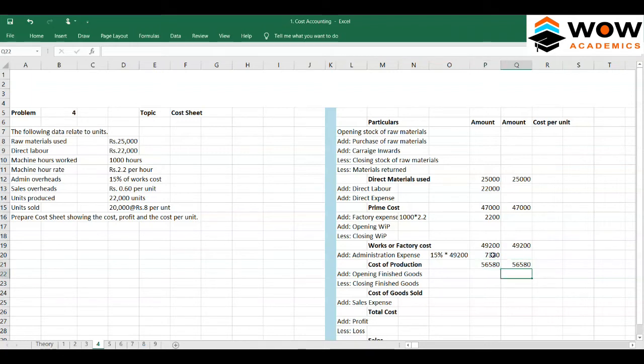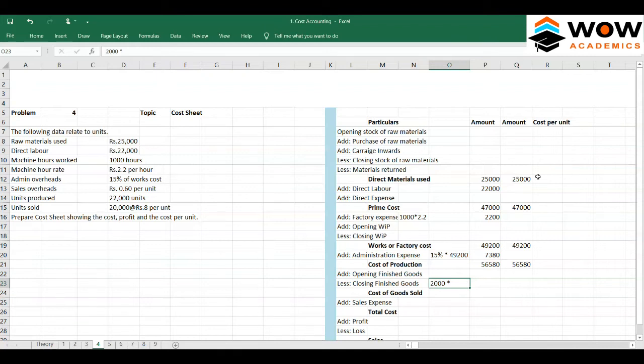And do we have opening finished goods and closing finished goods? Okay. See, the question says that we have produced 22,000 units, but we have only sold 20,000 units. That means 2,000 units have not been sold, right? So 2,000 is the units not sold. And for that, we have to find out the value. So what would be its value?